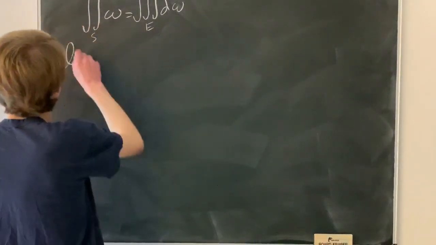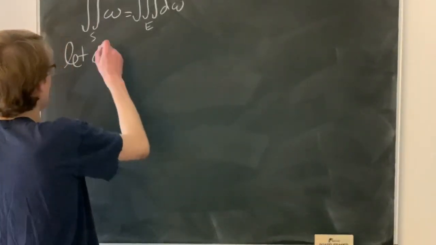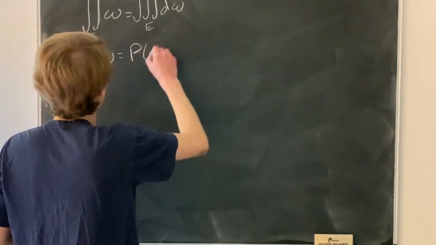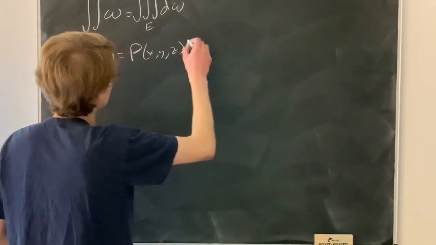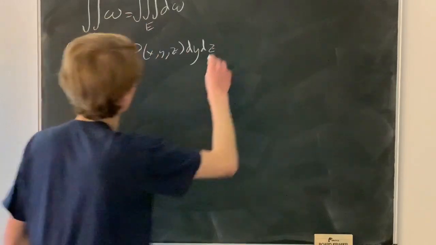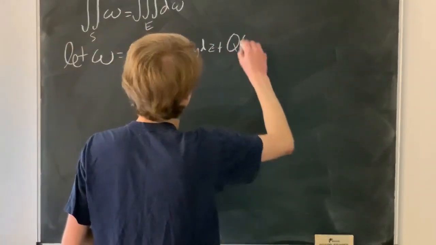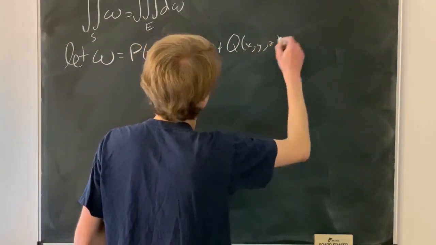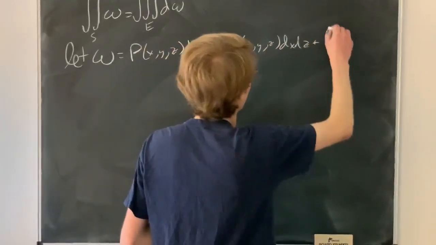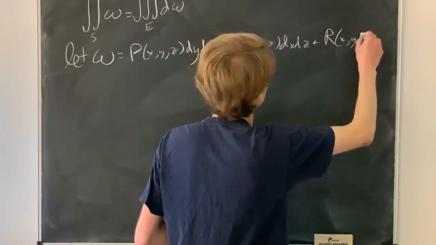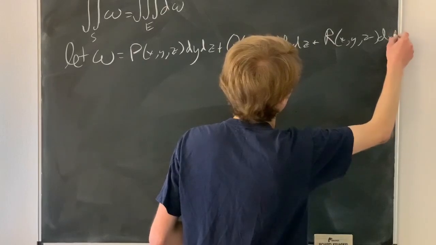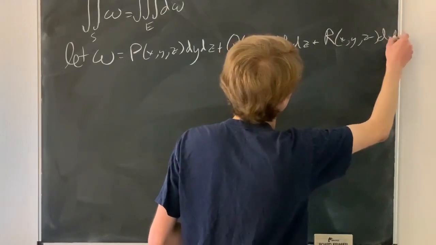So let us continue. Let us say omega is equal to P of x, y, z times dy dz, remember, because it's a 2-form in this case, plus Q of x, y, z dx dz, plus R of x, y, z dx dy. Kind of running out of room there.